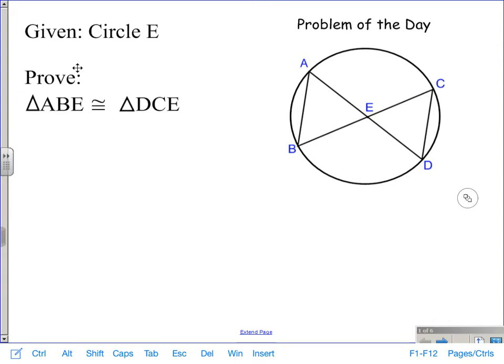We are starting with the problem of the day, and I know a bunch of you are looking at this and freaking out thinking about having to do a proof. But really what I want you to do is identify means in which you could prove that these two triangles are congruent.